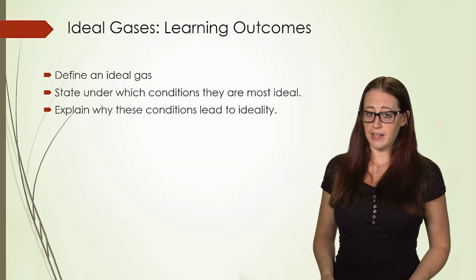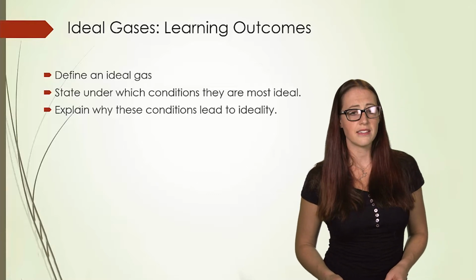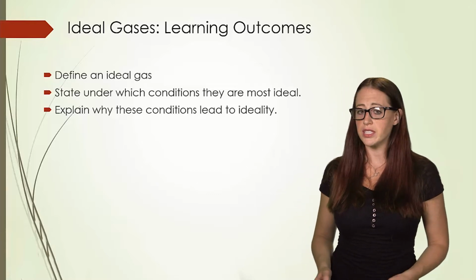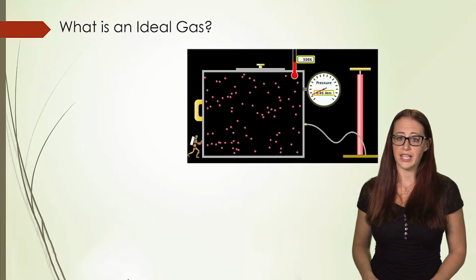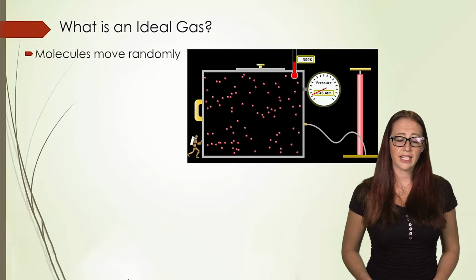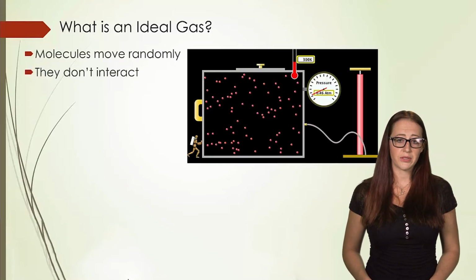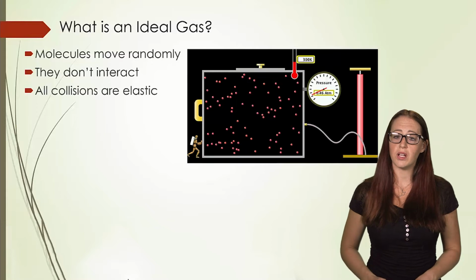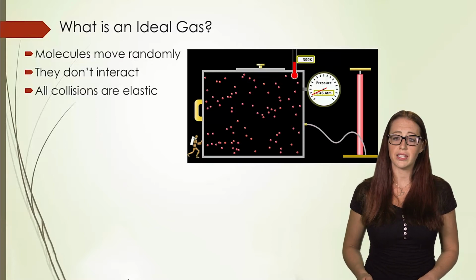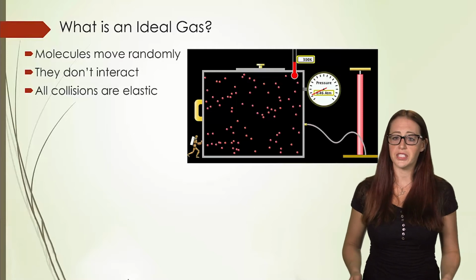We will first define an ideal gas. Since actual gases are not ideal gases, we need to discuss when we can treat them as such. Let's first start with the definition of an ideal gas. In an ideal gas, molecules move completely randomly. They do not interact with themselves or anything else. When the molecules collide with themselves or the walls of the container, they do so elastically. An elastic collision is one where all of the energy is conserved.